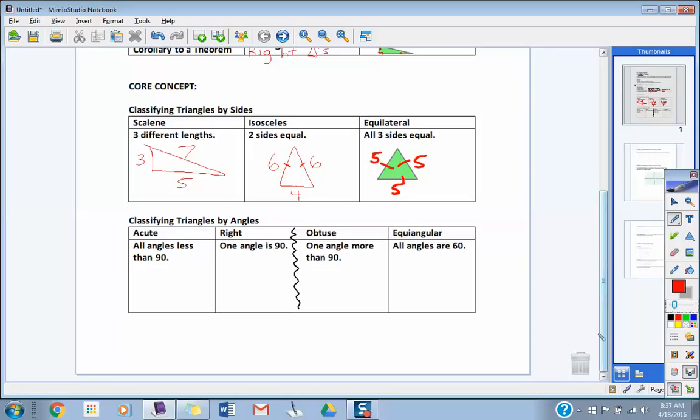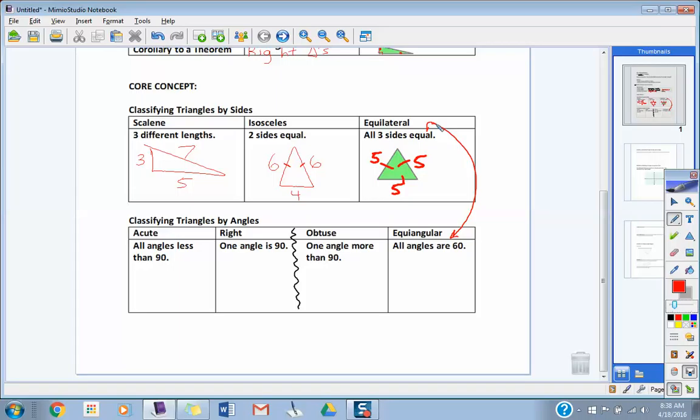That's classifying by sides. You can also classify triangles by what else, guys? Angles. What's acute mean? Less than 90. All angles are less than 90. How about a right triangle? 1 is 90. Obtuse. One angle is more than 90. And then how about equiangular? All angles are 60. If you have an equilateral triangle, you have an equiangular. Just the matter is how are you classifying it? By sides or by angles? And that should be stuff that's pretty elementary. You should know that stuff, right?